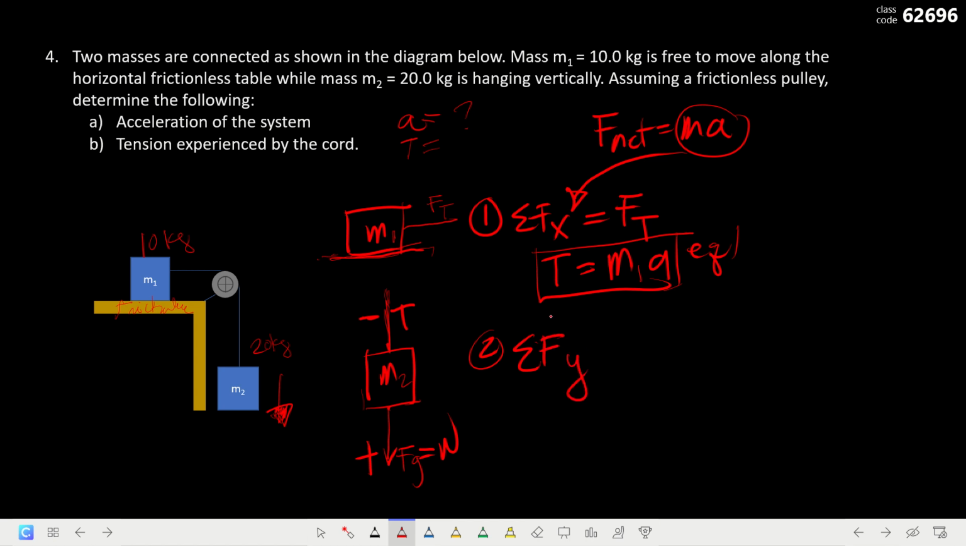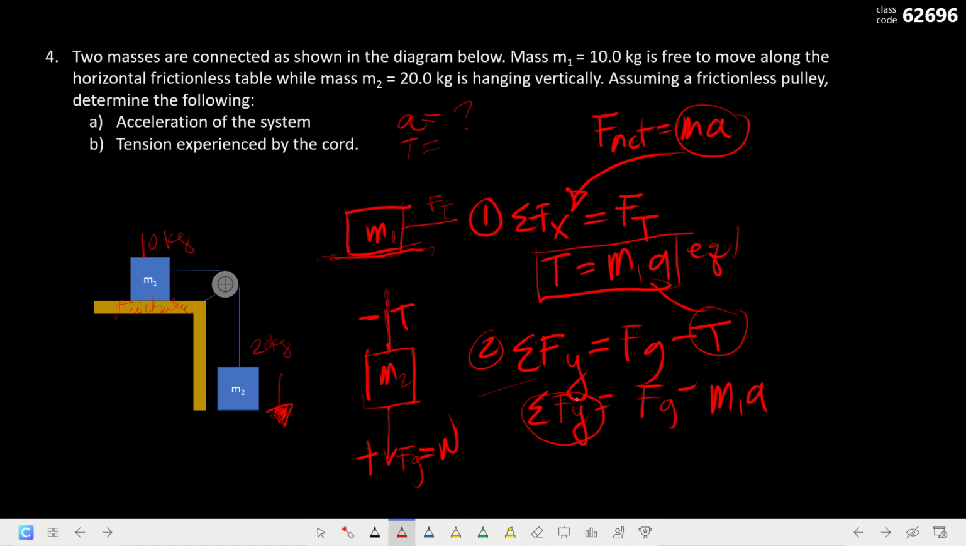Therefore, the summation of forces along the y-axis here is equal to the force due to gravity minus our tension force. From our equation number 1, we know that tension force is equal to mass 1 times acceleration. So the summation of force along y is equal to Fg, and we substitute this with mass 1 times the acceleration. From Newton's second law, we can also substitute the summation of F of y with mass times acceleration.